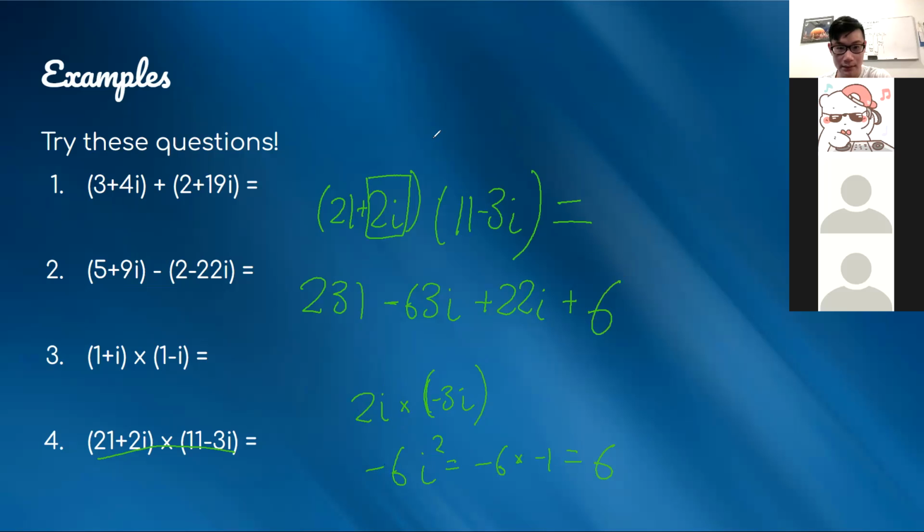All right. Let me erase these. And then now we can just put these together. So 231 stays, oh, actually 231 adds on to 6 because they're both real numbers, right? We can add them together. And we can also add this imaginary number part, negative 63 plus 22, which is 41, I believe. Yeah, negative 41. So this right here is the answer to number 4.